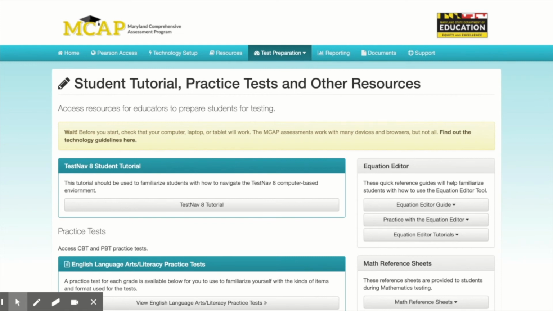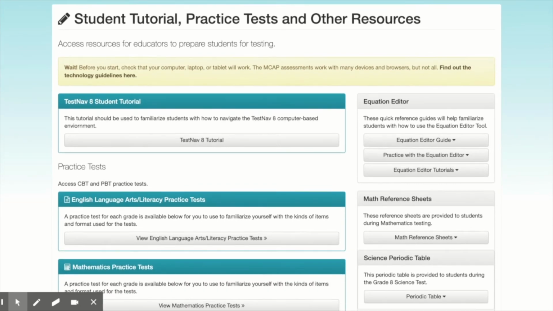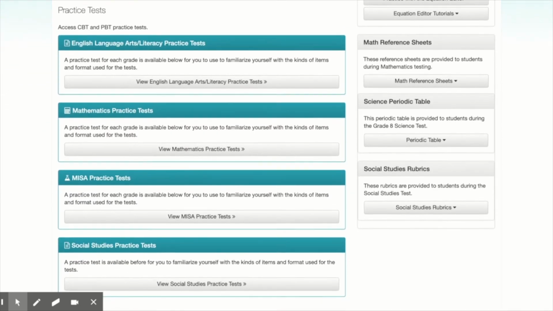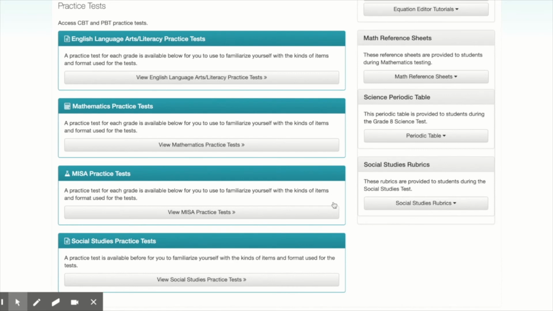Especially those third graders, like I mentioned before. This is the first time they're taking this assessment. Fourth graders and fifth graders have taken it before, but they still need that practice and reminder of how to access it. Now, when you're on here, you'll see all the different tests that your students will have to take: the English language arts, your math, MISA for those fifth graders, social studies for middle school as well. So if you have other children, this is a website that they can all get on to practice.